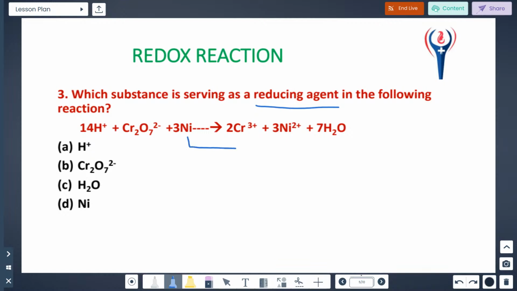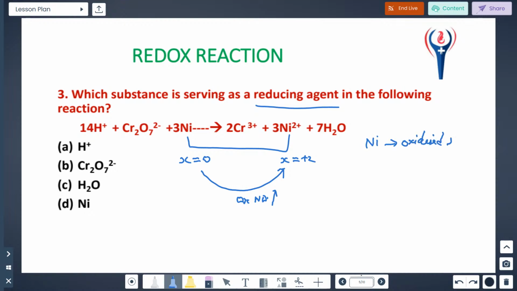Nickel, any element present in free state means X is equal to 0. Okay, so here nickel 2 plus, what is X? X is equal to plus 2. Understood? Now see, the oxidation number increases. If oxidation number increases, that reaction is called oxidation reaction. That species is called oxidized species. So oxidation number increases means nickel is called oxidized species.